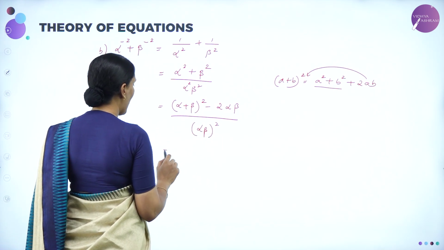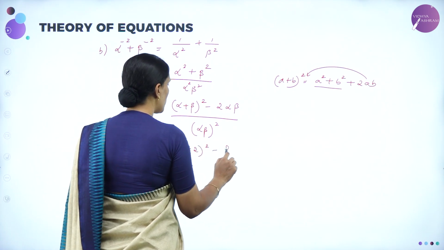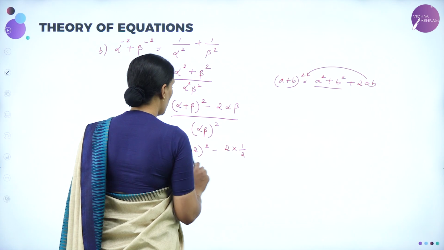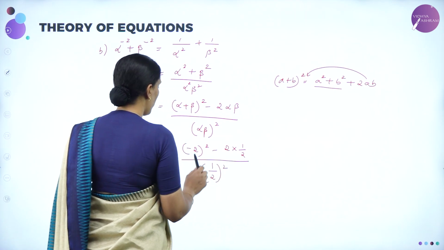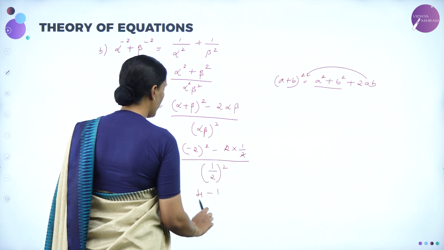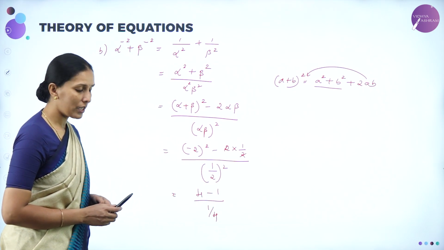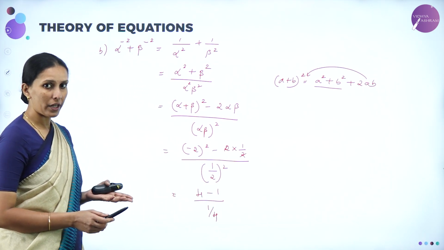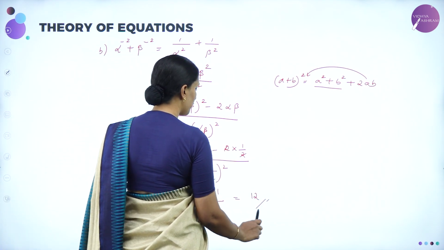Now since I know the value of all these, this is minus 2 whole square minus 2 into 1 by 2 whole, divided by 1 by 2 whole square. So if you solve this, this is 4 minus 1 divided by 1 by 4. 4 minus 1 is 3. 1 by 4 we need to take the reciprocal. So the value will be equal to 12.